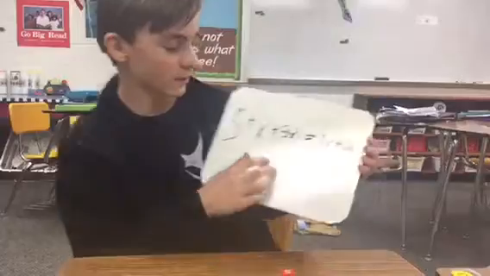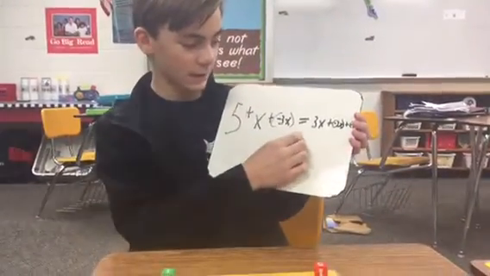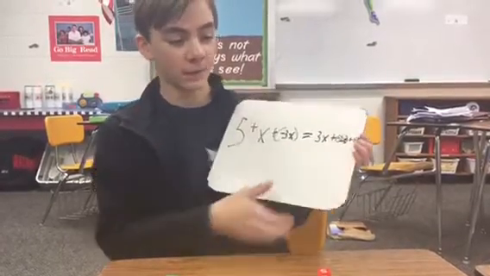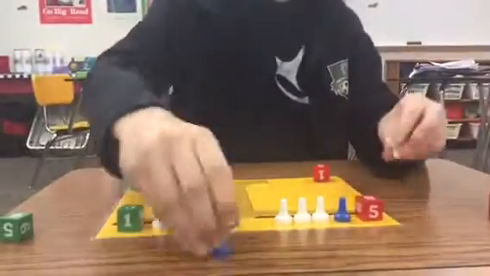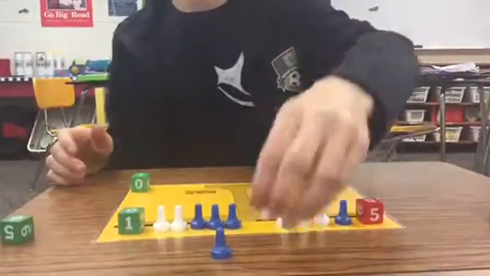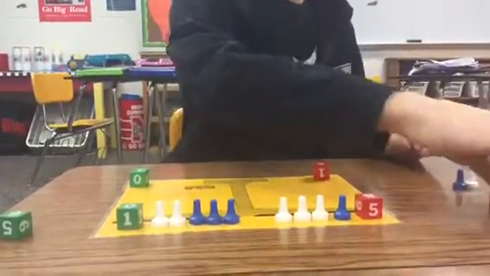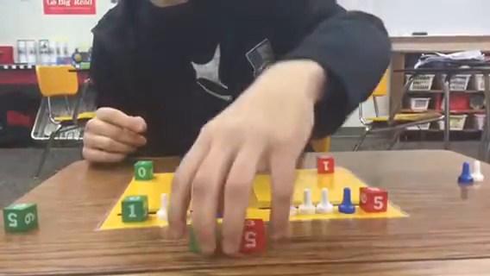Problem number 2. So this problem is going to be 5 plus x plus the opposite of 3x equals 3x plus the opposite of 2x plus the opposite of 1, negative 1. So as a quick refresher, the blue pawns are positive, or are x, and the white pawns are the opposite of x, so they cancel out to make 0, while the green cubes are negatives and the red cubes are positives.